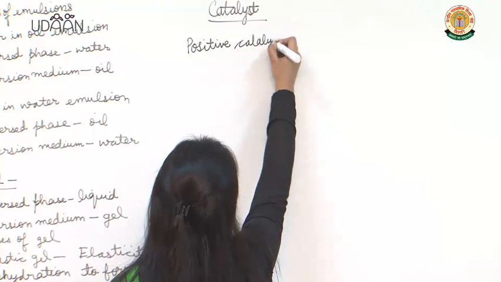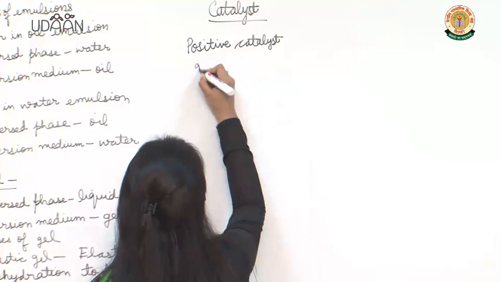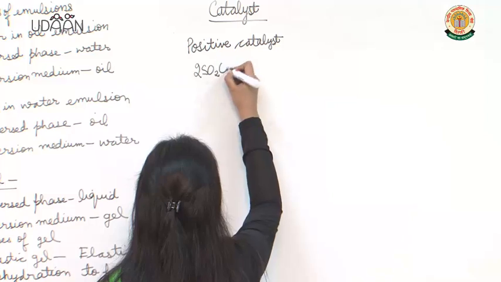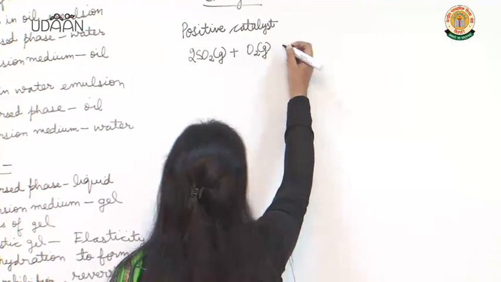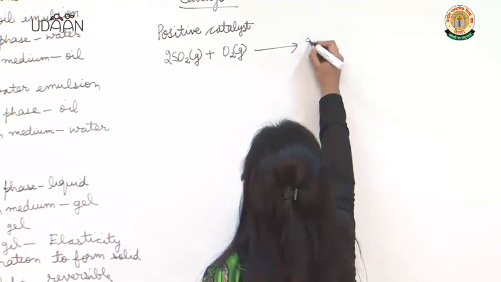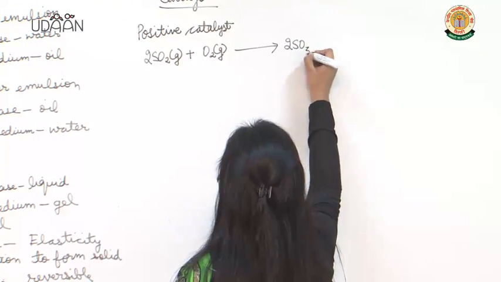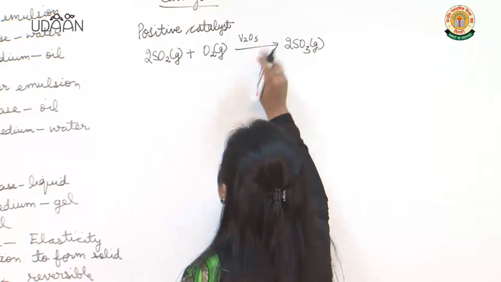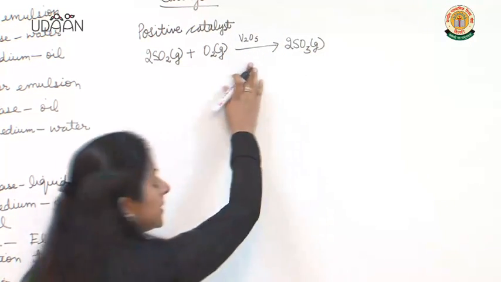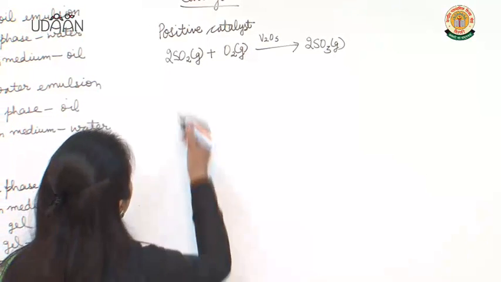Which speeds up the reaction. So when I take this reaction which is taking place in the contact process to form sulfuric acid, here the catalyst is V2O5. So it is a positive catalyst because it is increasing the rate of reaction.